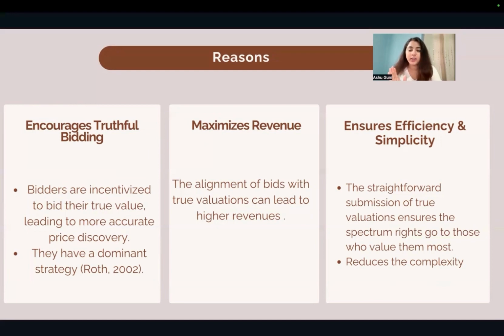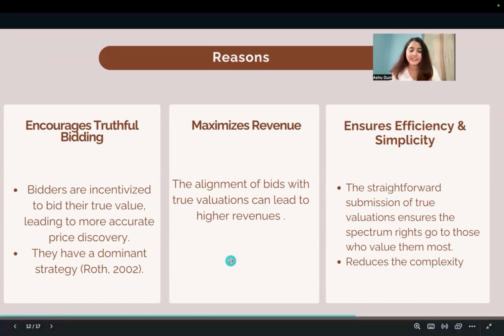And as one of our goals is maximization of revenue, this kind of auction also helps in maximizing revenue. The alignment of bids with true valuation can lead to higher revenues. And third, it ensures efficiency, and it is a very simple auction method, so it also reduces complexity, and the straightforward submission of true valuation ensures the spectrum rights go to those who value them the most. So these are the reasons for choosing the second price sealed bid auction.